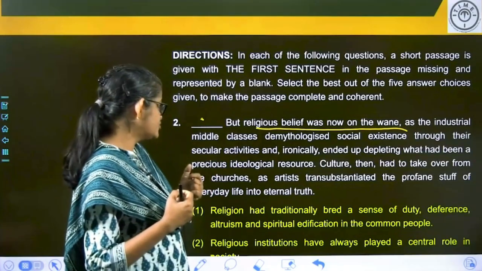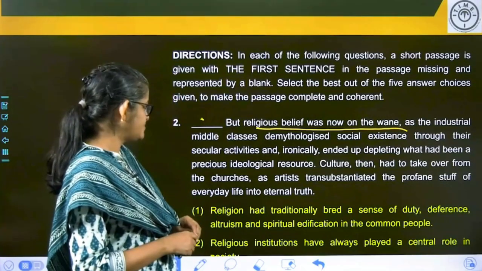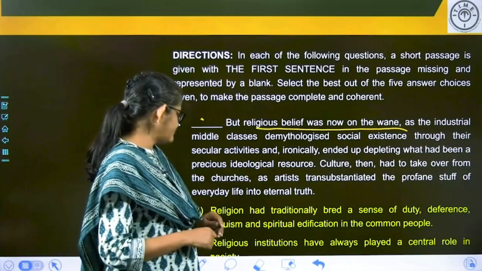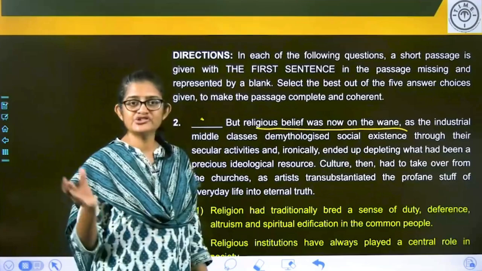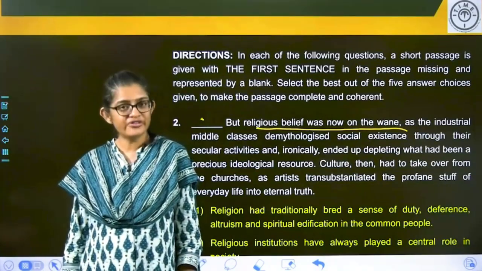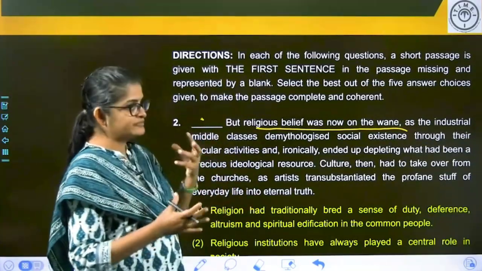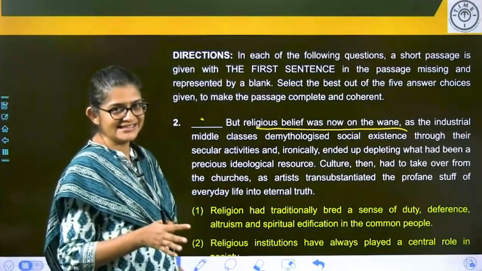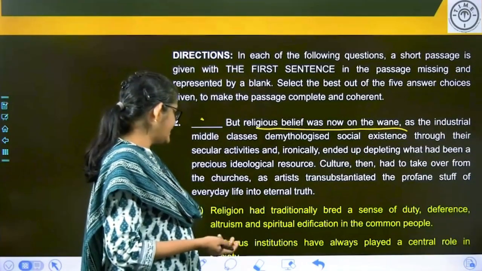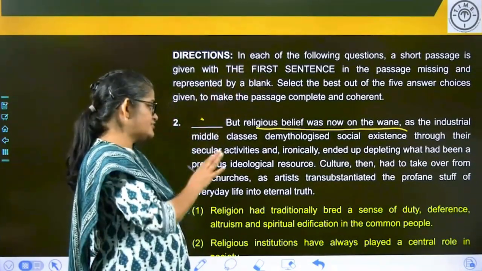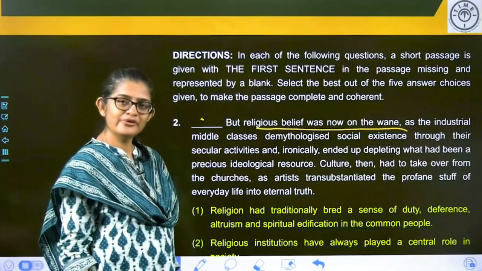Okay. Culture then had to take over from the churches as artists transubstantiated the profane stuff of everyday life into eternal truth. So, culture started playing the role of religion because artists transubstantiated, which means they transported it, to make it very easy. The profane is the ordinary stuff of everyday life; artists converted it or transported it into eternal truth. So, culture, or art, took over from religion.